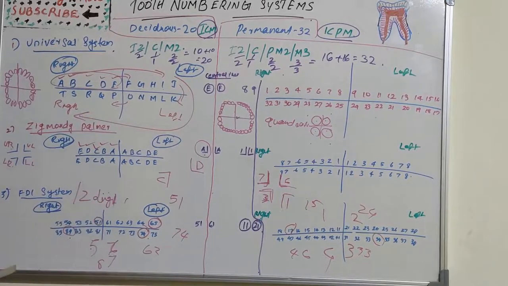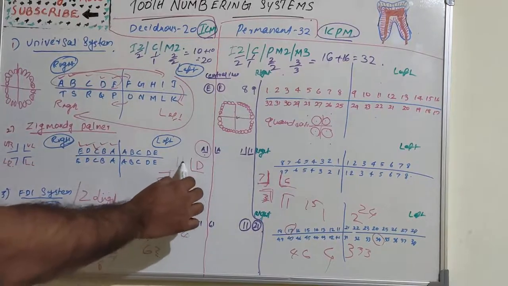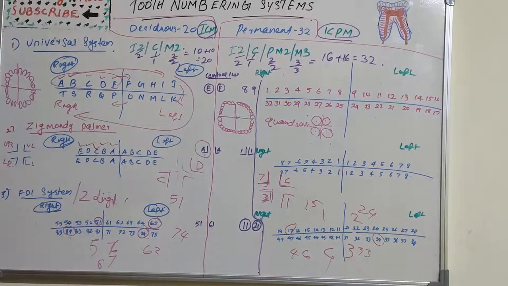Okay, so the only change from the Zsigmondy-Palmer system is that instead of the quadrant symbol, we are using numbers to indicate the quadrant. That is 1, 2, 3, 4 in permanent dentition and 5, 6, 7, 8 in deciduous dentition. So that is a very simple session, but it is a little tricky to understand the concept, but once it is clear, it is easy to practice.